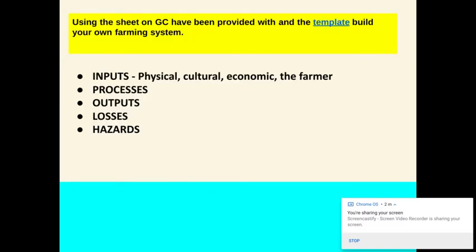The reason we're doing it is because we need to identify and understand exactly what are inputs, processes, outputs, losses, and hazards in a farming system. That will help us understand the system as a whole, and it will help us to answer a series of questions on this too. Okay, so if you can crack on with that for me, please.